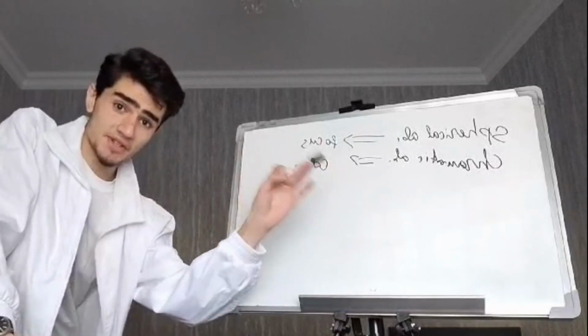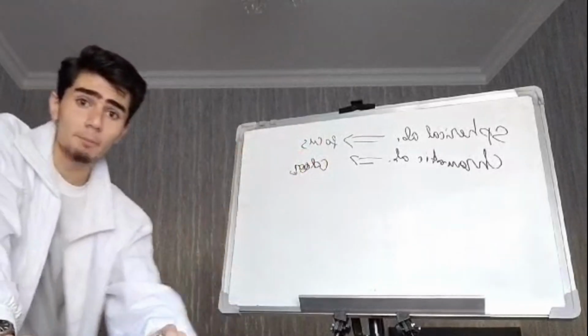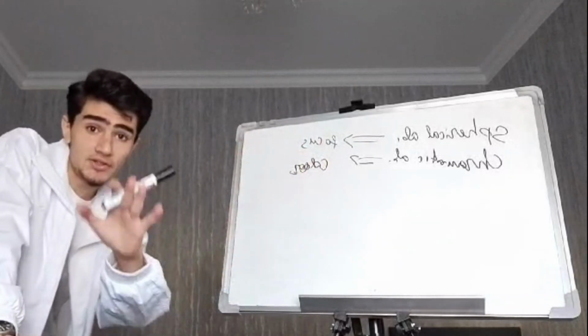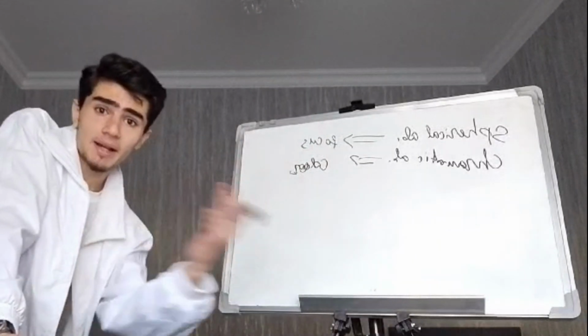Spherical aberration messes with focus, and chromatic aberration messes with color. Both are things optical engineers have to deal with when designing cameras, glasses, and even microscopes.